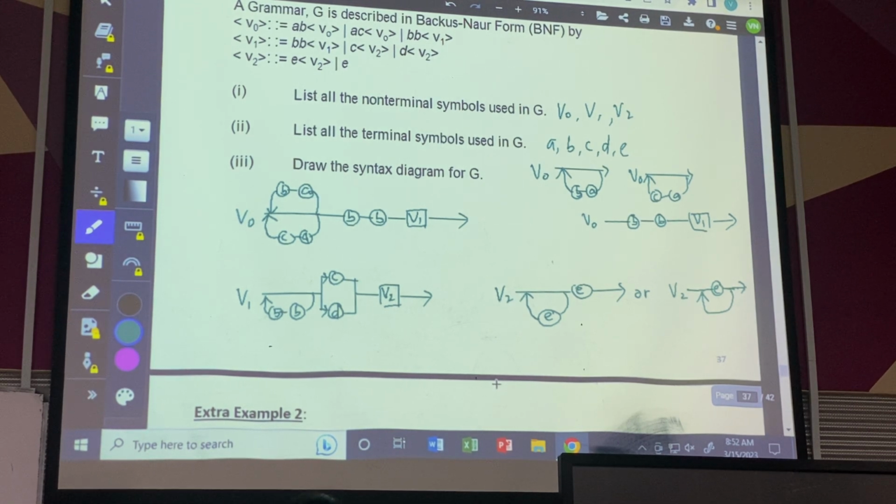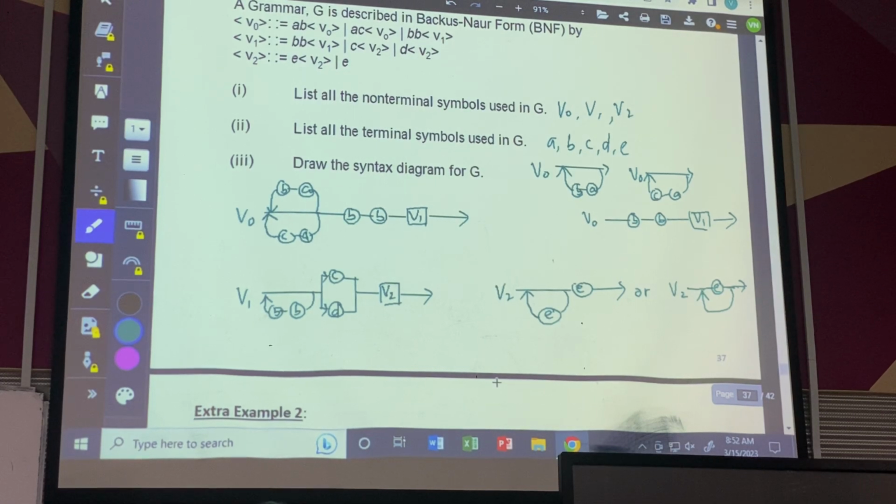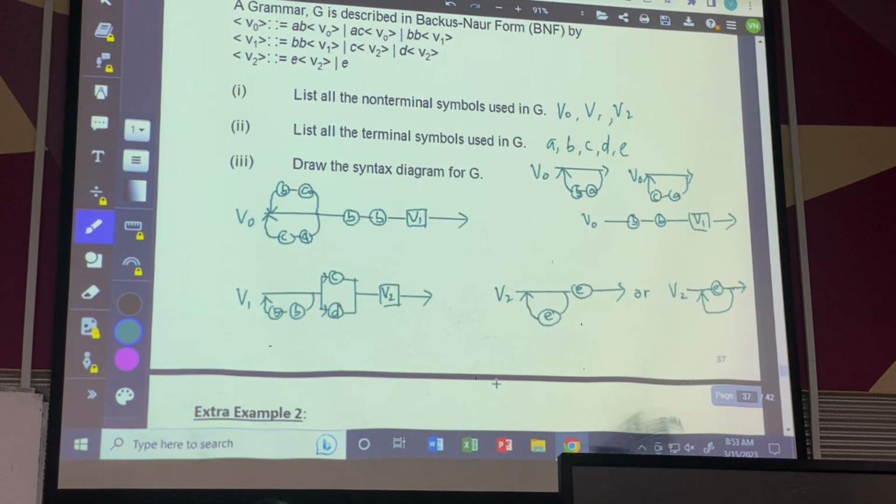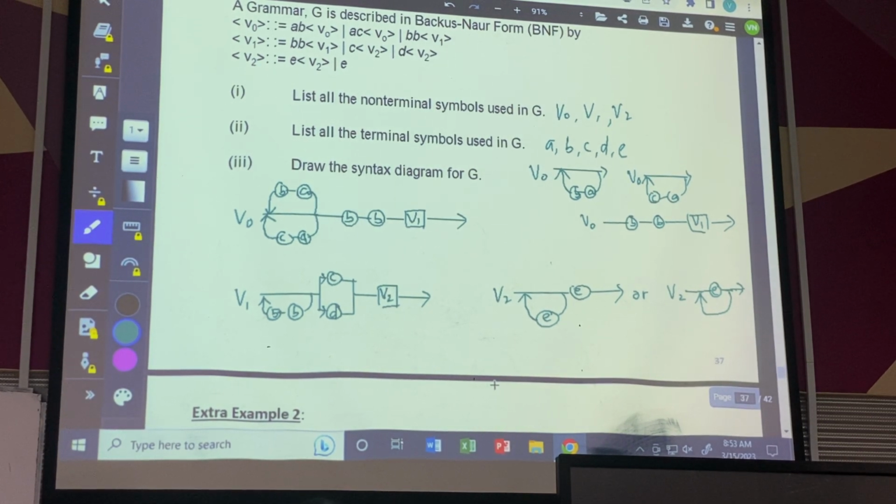What happens if, let's say, we want to have a master diagram? This is the question asking for the syntax diagram, right? If let's say the question asks you to draw the master diagram, how do we want to combine all the three into one diagram? Can we draw that or not? Yes, right? Okay, so we try to draw that one. Combine all the V0, V1, V2 in one diagram.